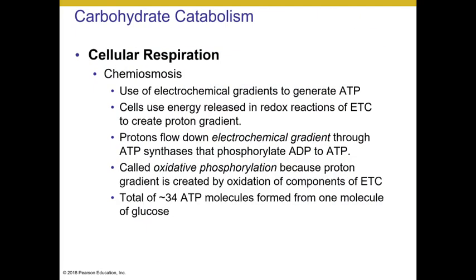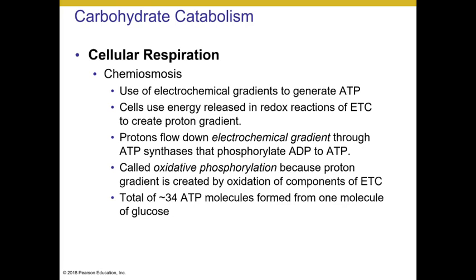Chemiosmosis is the process of using the proton gradient to drive ATP production. Protons flow back down their gradient through ATP synthase, a protein turbine. This spins and cranks out ATP from ADP and phosphate. This is oxidative phosphorylation because the gradient was created by oxidation in the ETC. One glucose molecule in bacteria can yield approximately 34 ATP from this step alone.